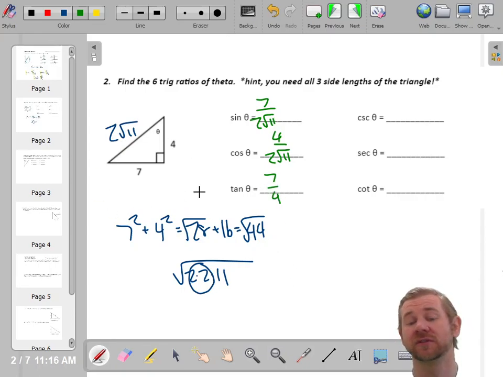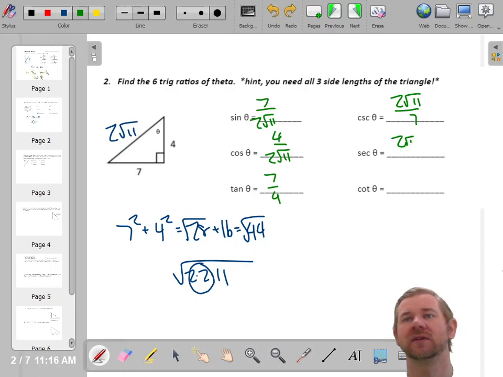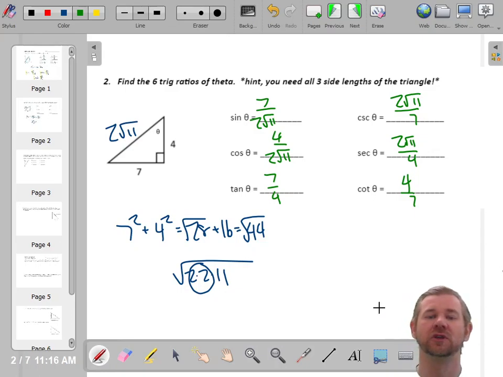Now, if you have those, the reciprocals are easy. Cosecant is the reciprocal of sine, so flip it: 2 radical 11 over 7. Secant is 2 radical 11 over 4, and cotangent is 4 over 7. Those are the reciprocals. So you should expect to do the Pythagorean theorem, you should expect to simplify some radicals, and once you do that, you can get all 6 trig functions.